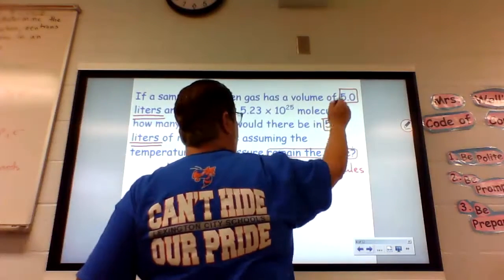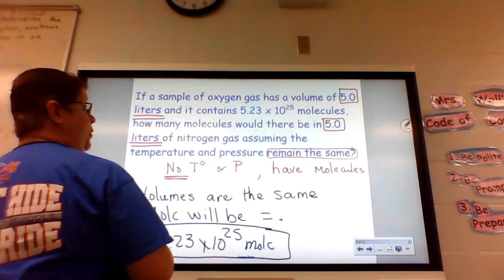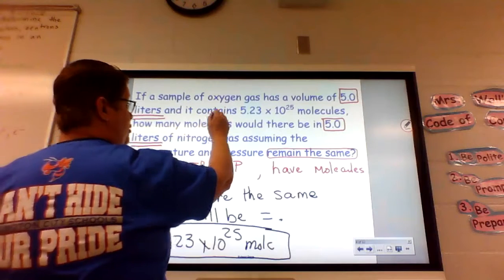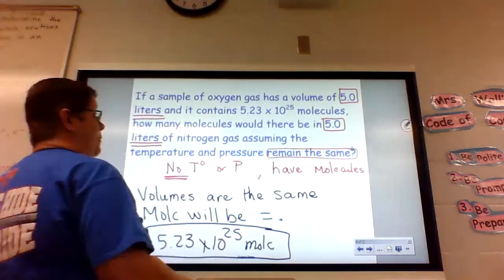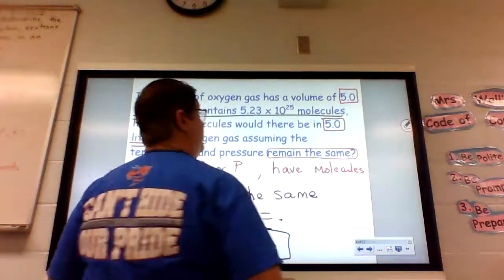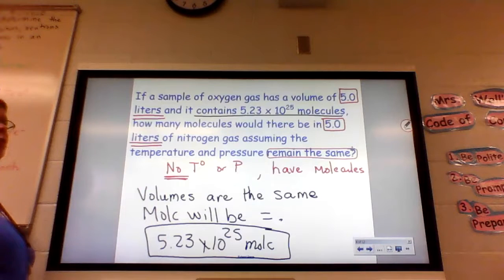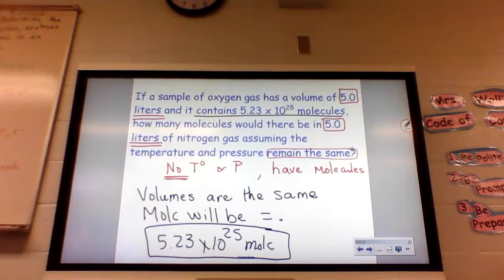Can we agree the volumes are equal? Yes. It says in the question, how many molecules would there be? Well, how many molecules did they give you? None. Now, if the volumes are the same, what do you know about the number of molecules? They'll be the same also. There's no math to be done. Avogadro's principle says if the volumes are equal, the molecules are the same. If you know the volumes are equal, the molecules have to be what they gave you.